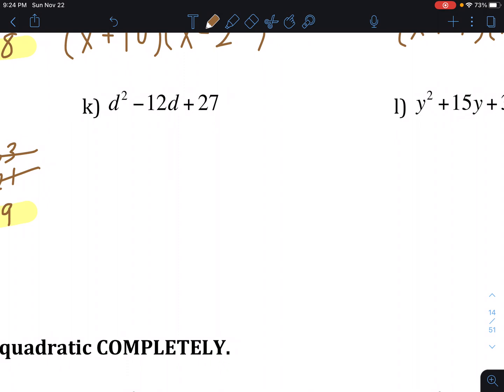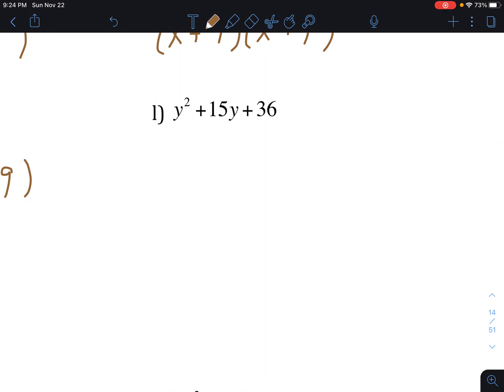Letter K, look at the C term first. It's a plus, but the B is a minus. So that would be what signs? Minus, minus. I need two numbers that multiply to get 27 and add up to get 12. That would be pretty easy. 3 and 9. And then letter L, nice, easy, plus, plus here. Everything's plus. Two numbers that multiply to get 36, add up to get 15. 3 and 12.